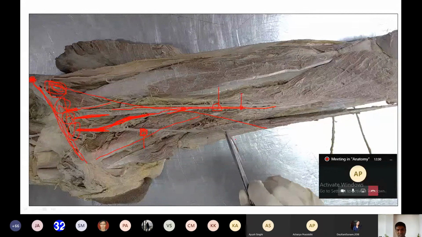Here from the medial side, see, from the lower part, this one is coming to the upper side and it is draining here into the femoral vein. So what may be this? I'm giving some clues now. What may be this? The greater saphenous. Yes, this one is the GSV, great saphenous vein. You can also say long saphenous vein.